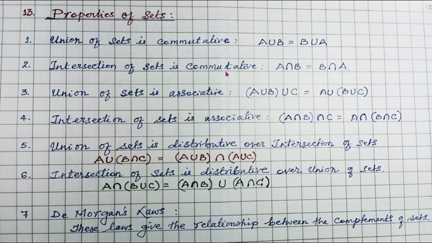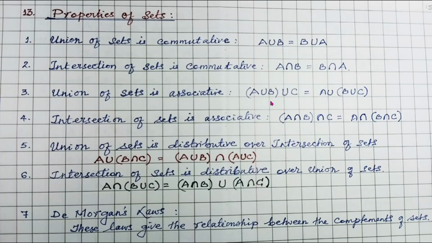Intersection of sets is commutative again. A intersection B is equal to B intersection A. Whether I take A intersection B or B intersection A, the set which we obtain by the operation remains the same.